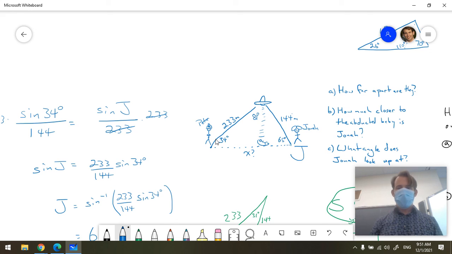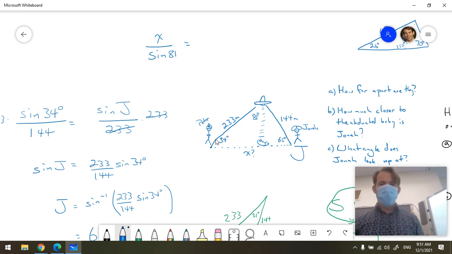So the distance between Peter and Jonah would be, well, 81 degrees is this angle. So I'm going to put my unknown on top, x over sine 81 is equal to, let's work with 233 and 65, 233 over sine 65. Multiply both by sine 81 gives you this. That's on top of the fraction, so I'm going to multiply this times this and divide by that, and that will give me x. And when we do that, we'll find that x is, I believe, 254 meters.